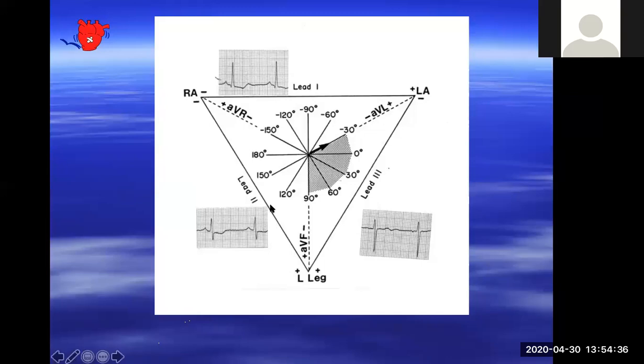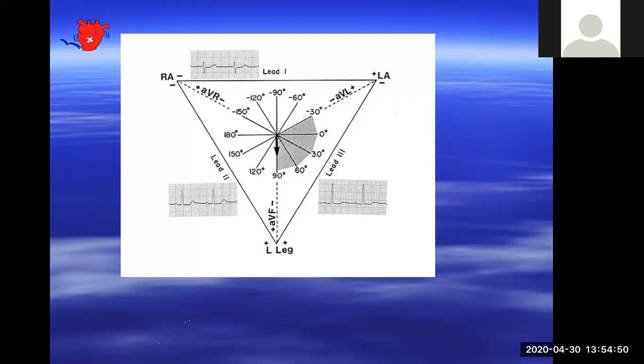I'll just quickly go through it. So here, lead two is almost equiphasic. As we said, lead two, the lead perpendicular to it is AVL. So the axis is minus 30. Here, the equiphasic lead is lead one. So lead one, perpendicular to it is AVF. So your axis is plus 90.